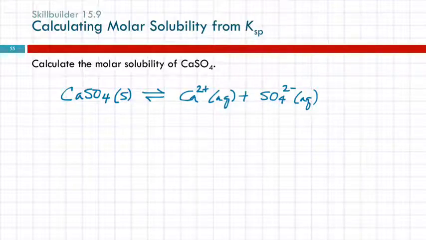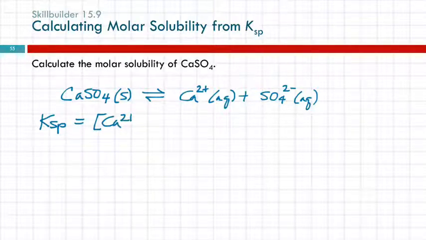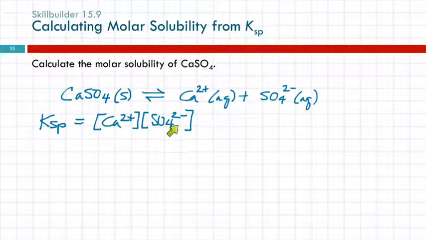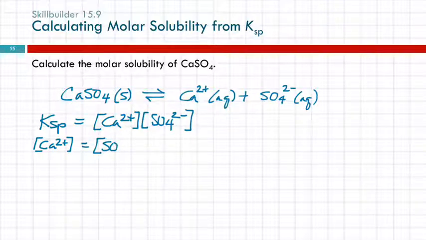I'm not real good at remembering things like that. I tend to want to just think it out over and over again. KSP is going to equal the concentration of the calcium ion times the concentration of the sulfate ion. No exponents because there's no coefficients. And I know that the concentration of the calcium ion is going to equal the concentration of the sulfate ion, because they came as calcium sulfate.